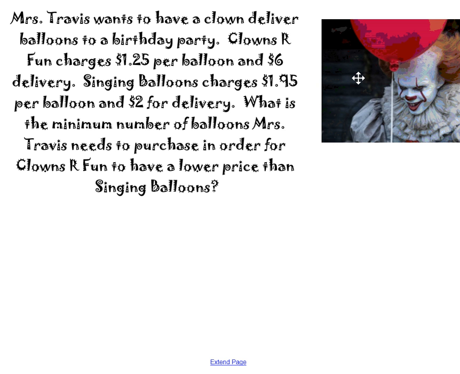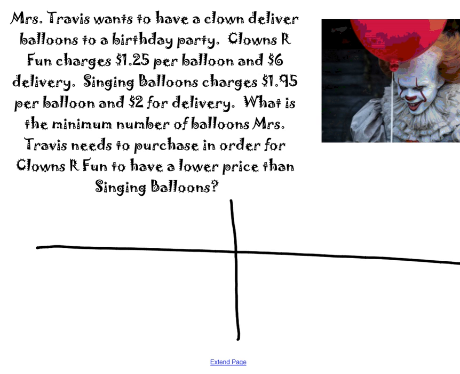So the first thing I'm going to do is go ahead and make my cross. And I need to write my two equations. So my first equation is going to be Clowns Are Fun. So that charges $1.25 per balloon and $6 for delivery. So I'm going to say y equals, my slope is 1.25 per balloon, so I'd say b, plus $6.